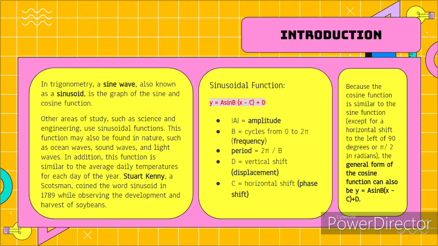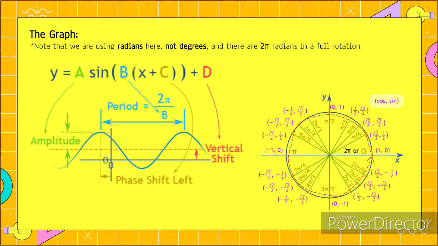Because the cosine function is similar to the sine function, except for a horizontal shift to the left of 90 degrees or pi over 2 in radians, the general form of the cosine function can also be y is equal to a sine b times the quantity of x minus c plus d. Any cosine function can be written as a sine function. The picture on the left is an example figure of what a sinusoid looks like with the corresponding parts.